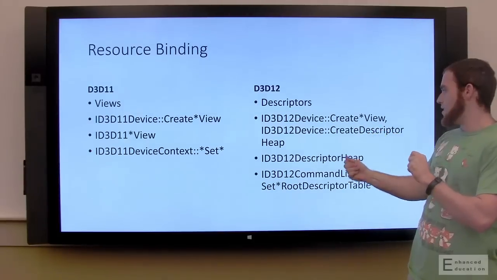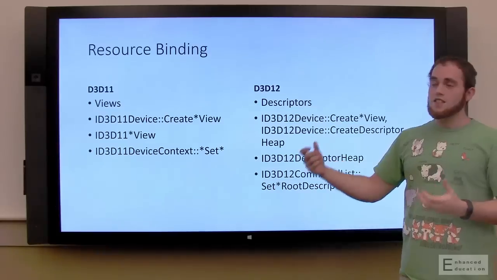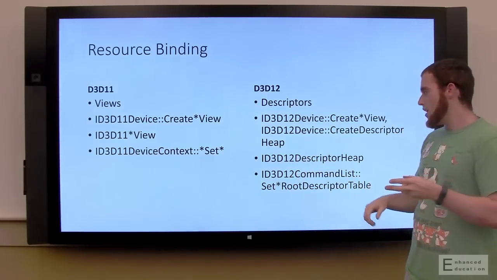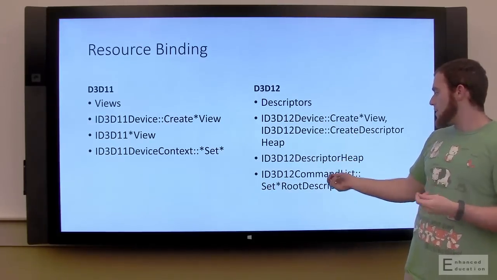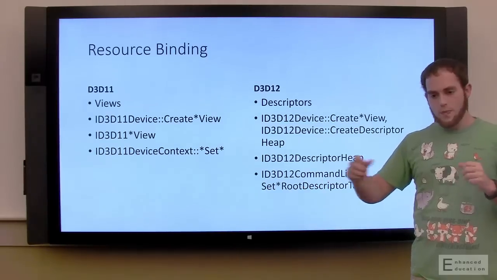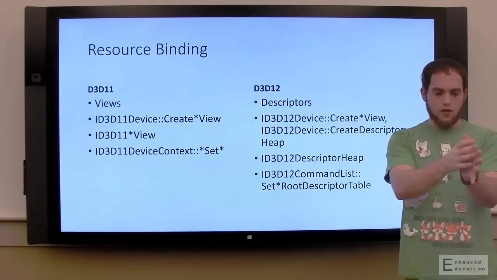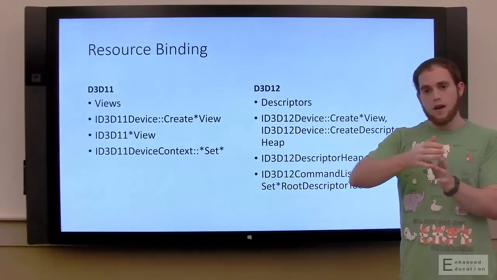But the idea is, where previously you would call the device context set methods for set shader resources or set render targets, now it looks very similar. You want to use the ID3D12 command list set descriptor tables. You pass in a pointer to a range of descriptors in your heap, and they will be bound as a single table.